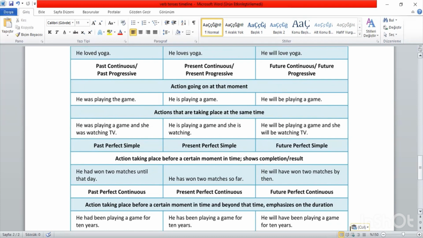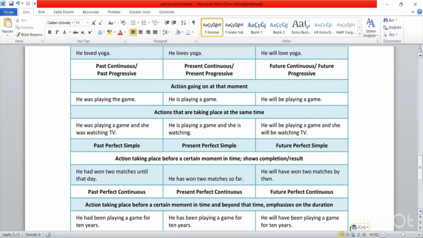Present continuous: he's playing a game right now, at the moment. Future continuous: he will be playing a game. In the future, he will be playing a game. The common idea for continuous tenses is that they are ongoing actions.